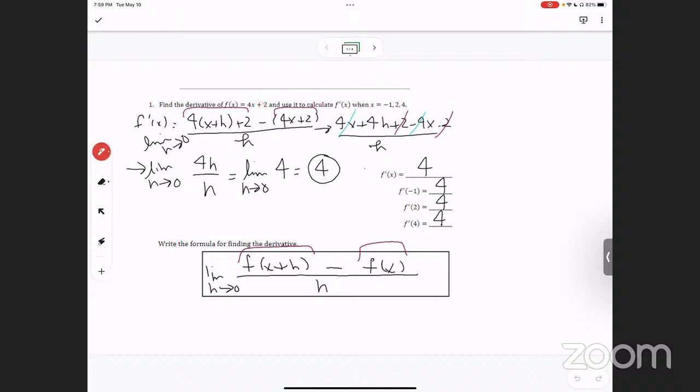Your teacher is going to hate me for teaching it to you, but the shortcut is, I'll just do a simple one. Y equals 4x squared minus 3x plus 2. You take the exponent and you multiply it, and then you reduce it by 1. Not square it. You multiply it. So it's 8x minus 3.